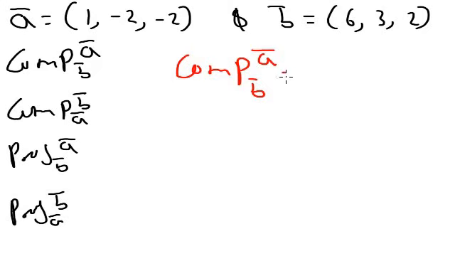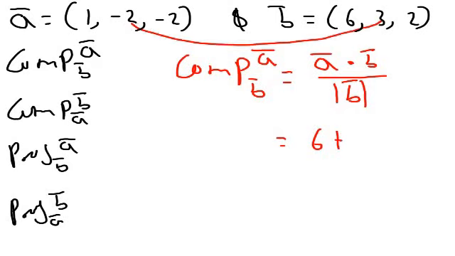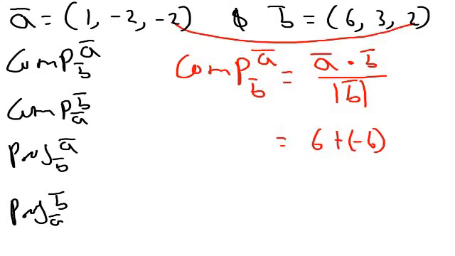So the component of A on B will be equal to the dot product of A and B divided by what? Divided by the magnitude of vector B, because vector B is the recipient vector. So what is A dot B? To find A dot B, you just need to multiply those components respectively. So 1 times 6 is 6, plus -2 times 3, that's -6, then plus -2 times 2, that's -4.